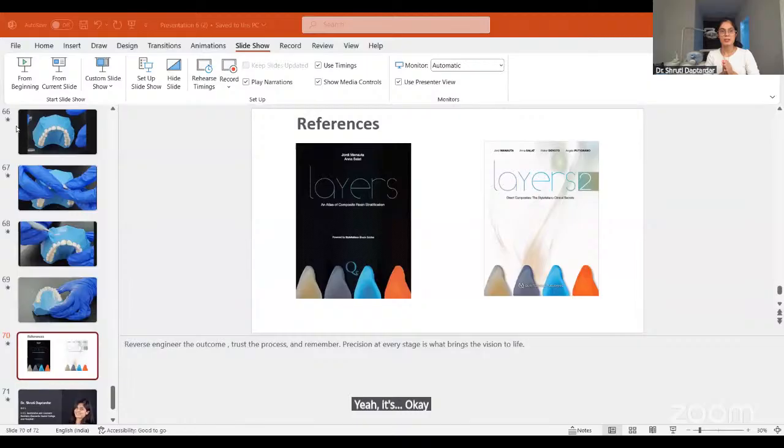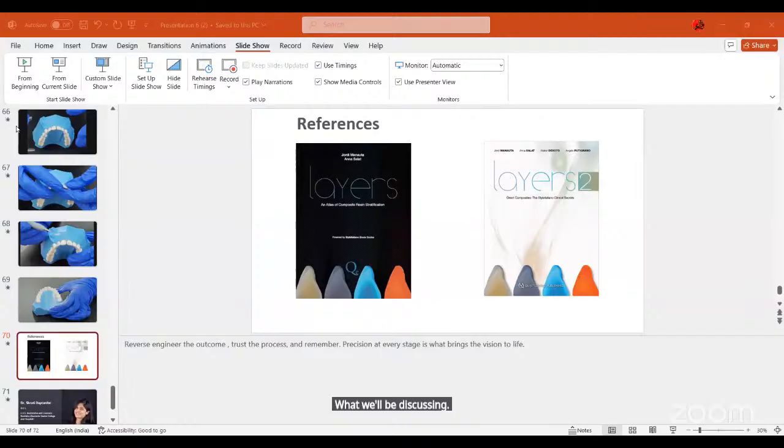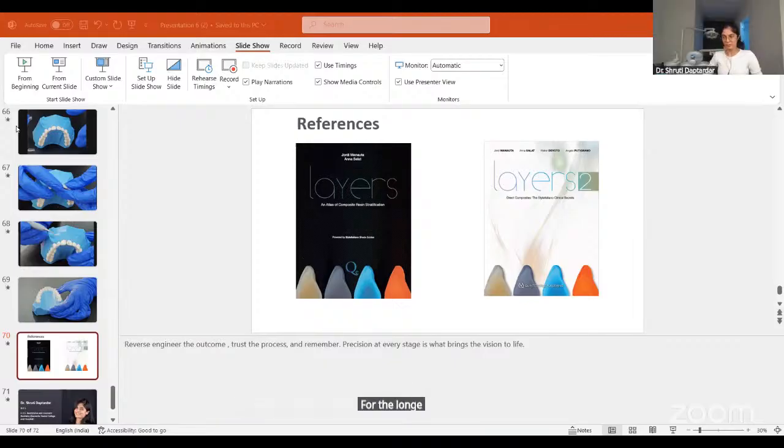Okay. Circling back. Tell me, what were we discussing? Kindly mention the post-op instructions which we need to give to the patient for the longevity of the restoration. Okay, so firstly, I'm going to adjust my occlusion to a point that the patient is not directly biting on the composite.